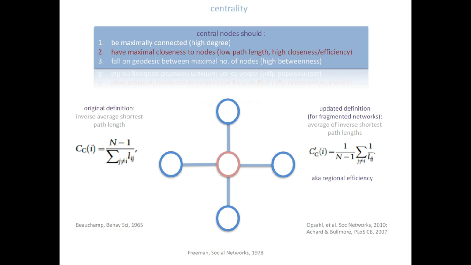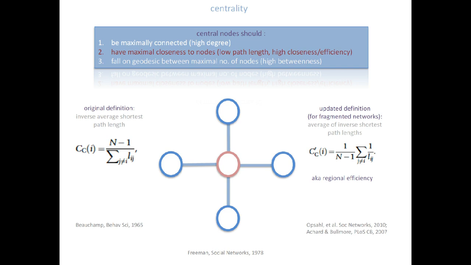Now, the other class of centrality measures looks at closeness. And so this is really looking at variants of average path length. As Andrew mentioned yesterday, the original definition of closeness is just taking the inverse of the average shortest path. But this won't do very well with fragmented networks because we can have infinite path lengths, and if you take an average, you get infinity.